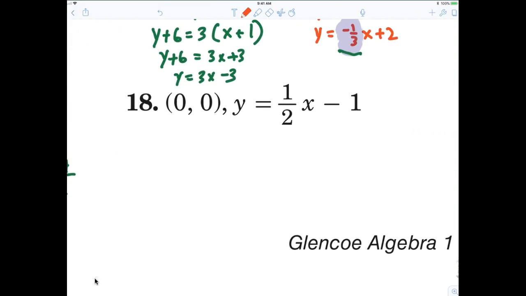All right, now let's take a look at 18. Now, 18 is the easiest problem on the whole worksheet because what's the y-intercept, guys? Stop. What is the y-intercept? 0. The y-intercept is 0. Listen to what I'm saying. Does everybody understand what I'm getting at? The y-intercept is 0. So this is like less than a 5-second problem, if you recognize that.